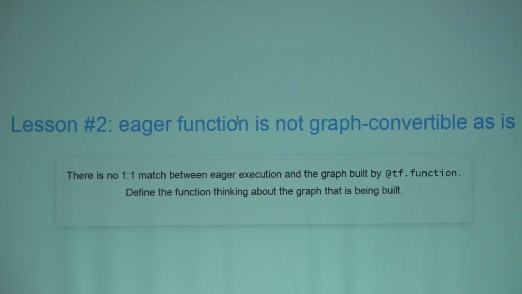So, this is lesson number 2. That means eager functions are not graph convertible as they are, because there is no one-to-one match between the eager execution and the graph built by tf function, of course. So, when we are defining a function that we want to accelerate, we have to keep in mind that we can't just keep a function that works in eager mode and apply the tf function decorator, but we have to think about the graph conversion process.